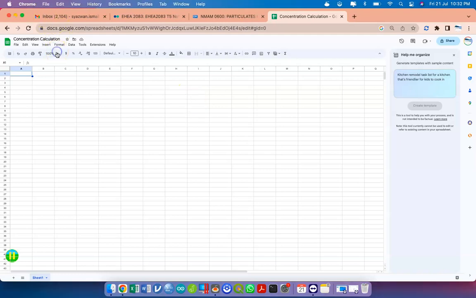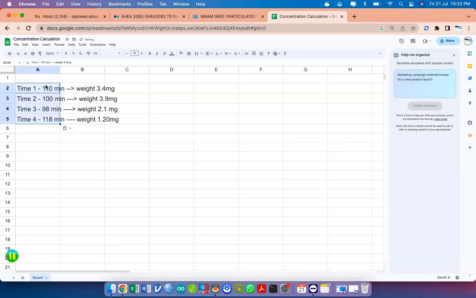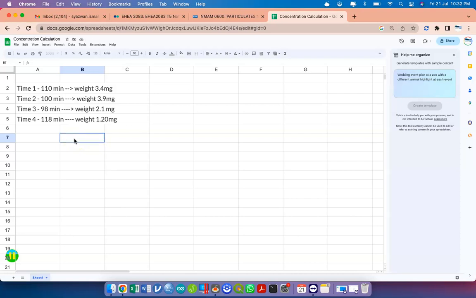So the first one, let me just zoom in a little bit bigger. The first one is the volume, which is actually flow rate times time divided by 1000. So let us calculate one by one. So let's say time 1, time 2, time 3 and time 4. All these we name as sample 1, sample 2, sample 3, sample 4. So we got 4 samples. So let us estimate the volume for each of the samples.